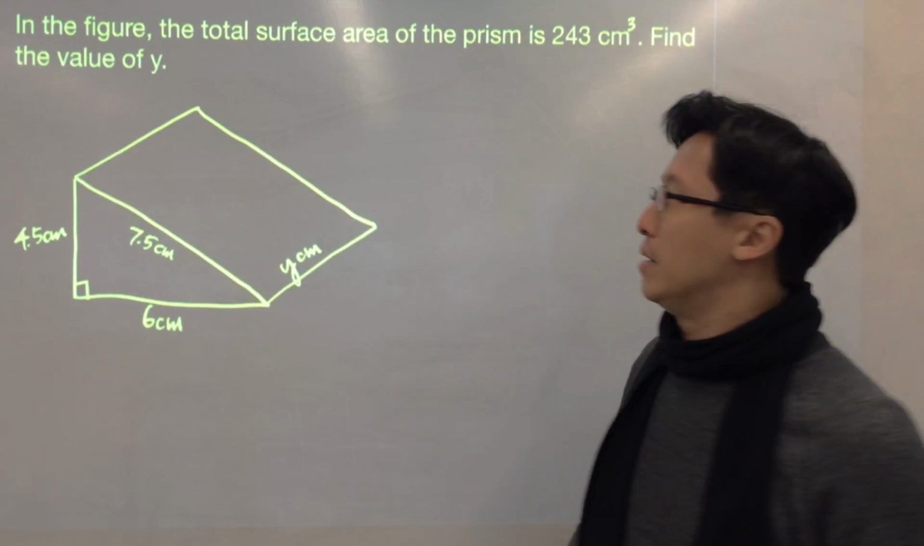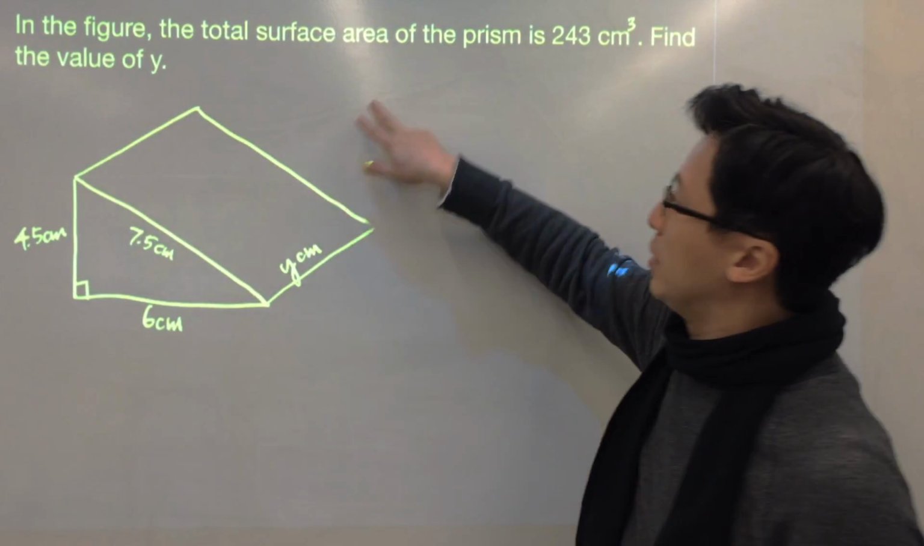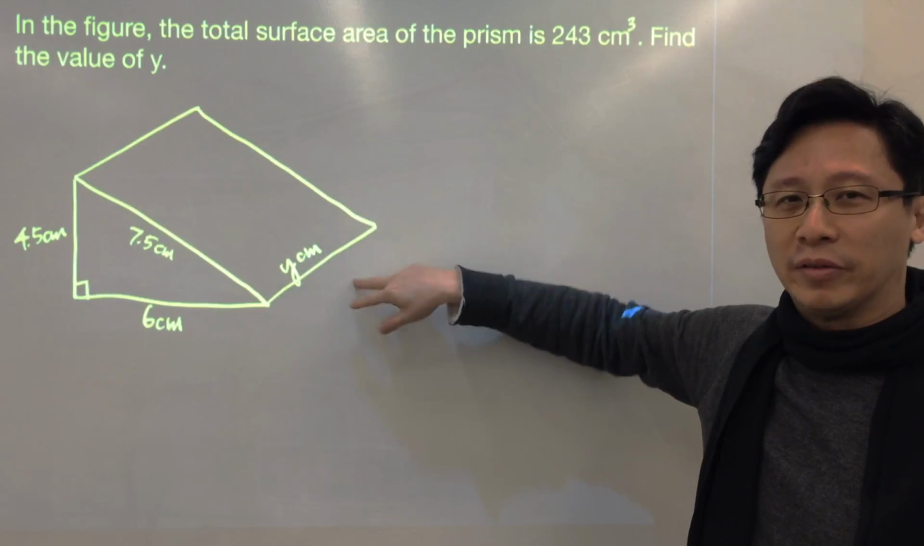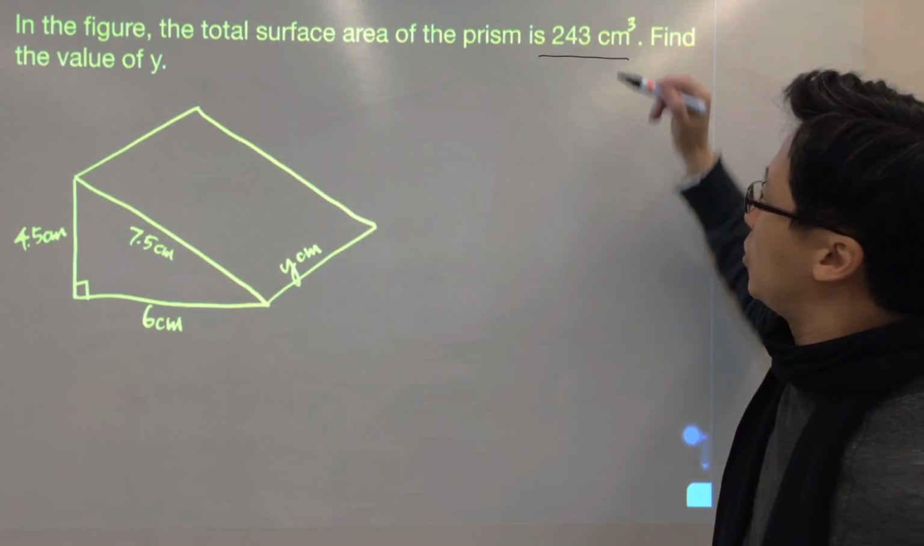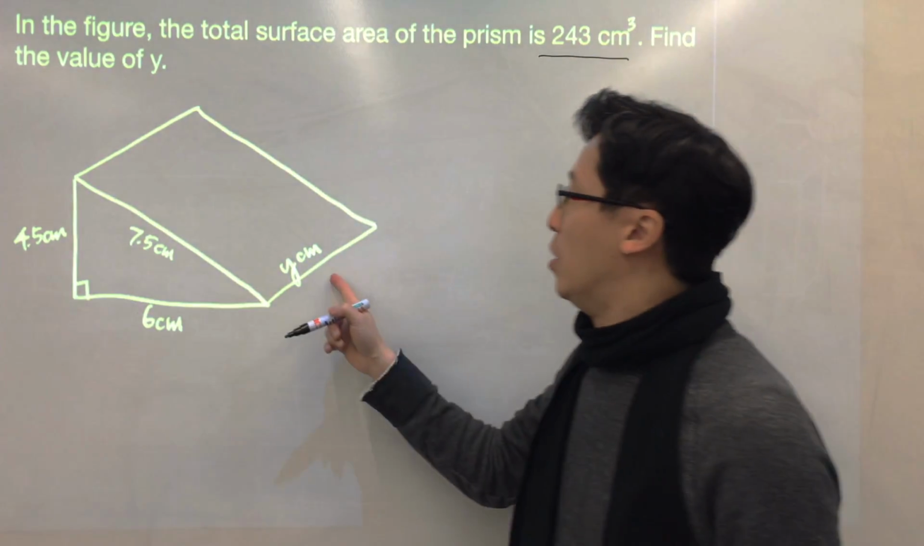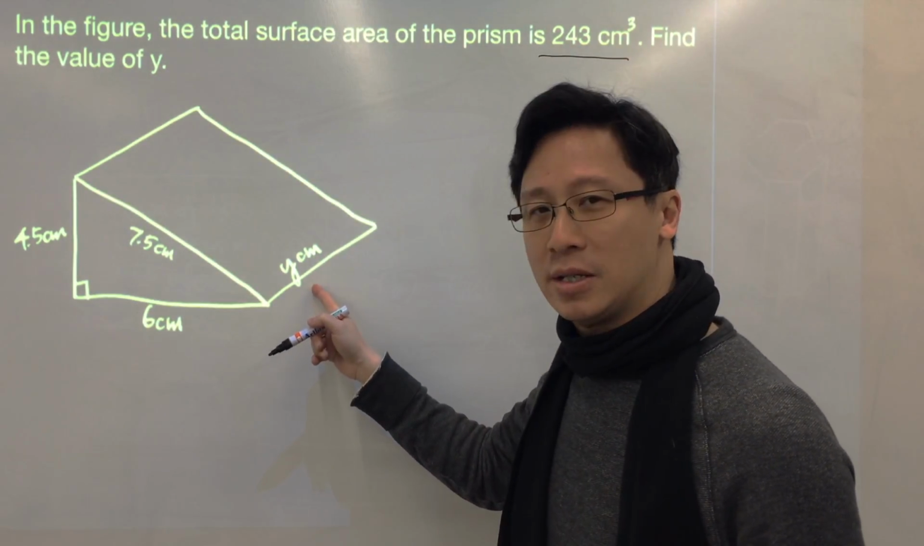Now let's look at another example. So in the figure, the total surface area of the prism is given, 243 cm squared. Find the value of y. So this is the height of the prism.